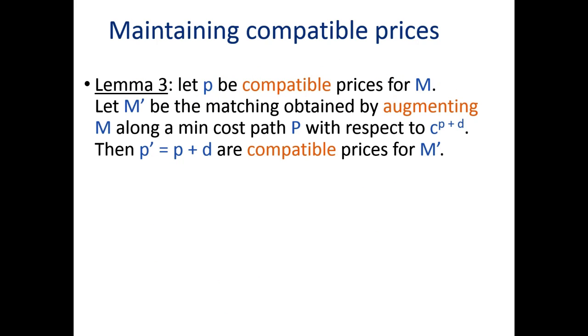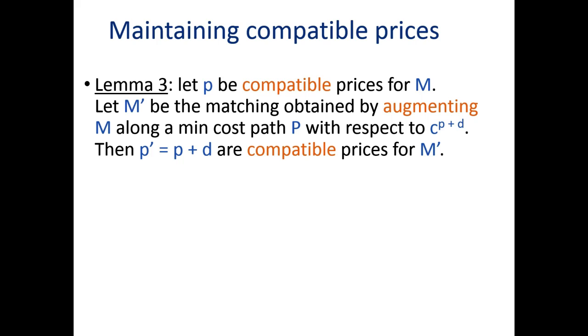Okay, one more step. We said that the way we updated prices was legit, but we also update the matching. So the prices were compatible with the old matching. Our goal is to maintain both prices and matching so that they're compatible with each other. We proved that our prices are compatible with the old matching. Are they compatible with the new matching? This is what we have to prove now, because we also update the matching.